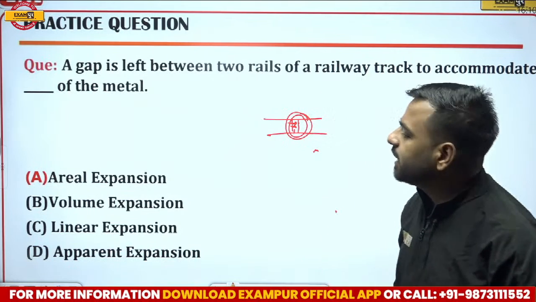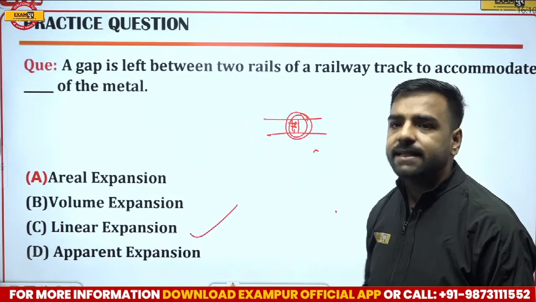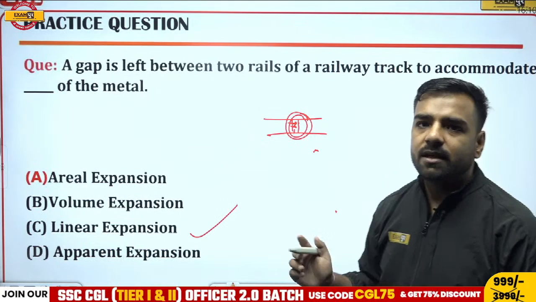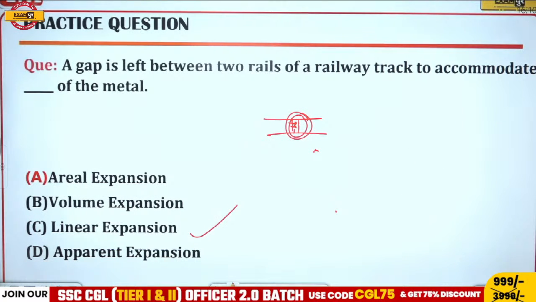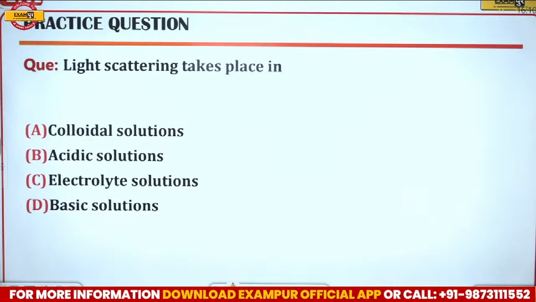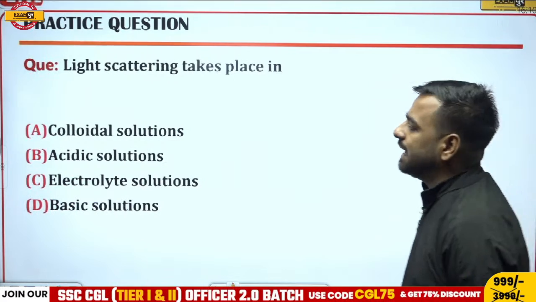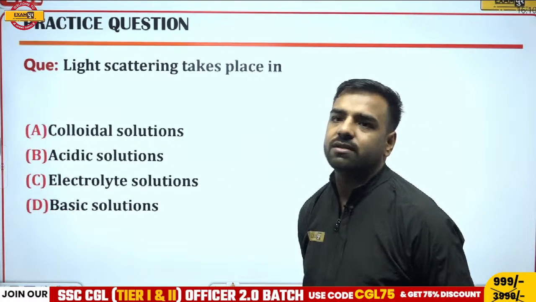Okay. So here what is the correct answer? The correct answer is going to be option number C, that is linear expansion. Moving forward to the next question now. Next we have light scattering takes place in what? So is it colloidal solutions, is it acidic solutions, is it electrolyte solutions, or is it basic solutions?